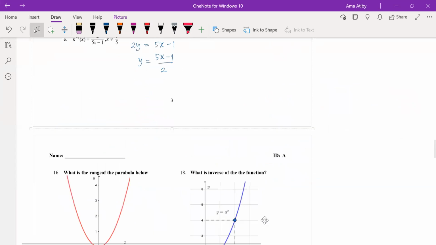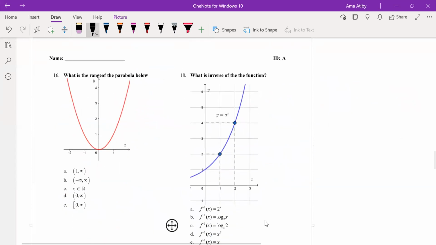Okay, what about number 16? They are giving you the parabola. What is the range? The range means the value of y. Look at the y here. This parabola is above the x-axis, and therefore y starts from 0 until infinity. So the correct answer is E, because 0 is included.